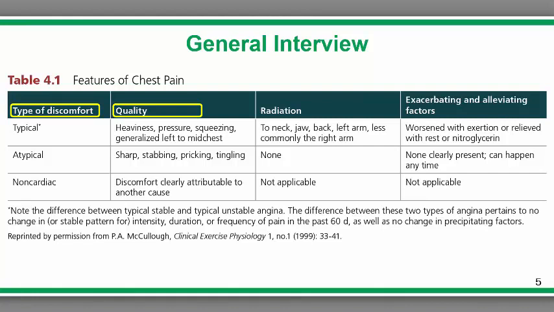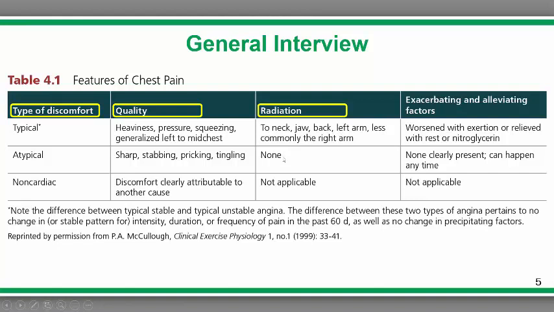An atypical type of chest pain is one that is best characterized as either a sharp pain, a stabbing, or a tingling type of pain. And the non-cardiac is attributable to some other cause. The typical chest pain will radiate to other areas in the body, typically towards the left arm, not so much the right arm, or to the neck and jaw.